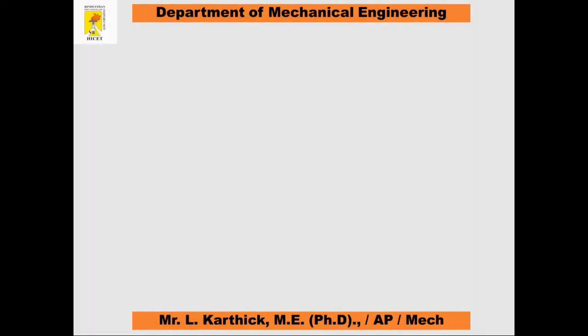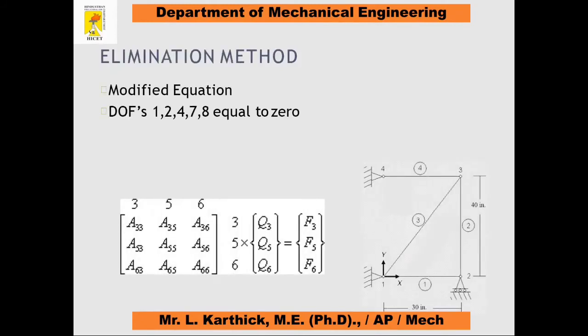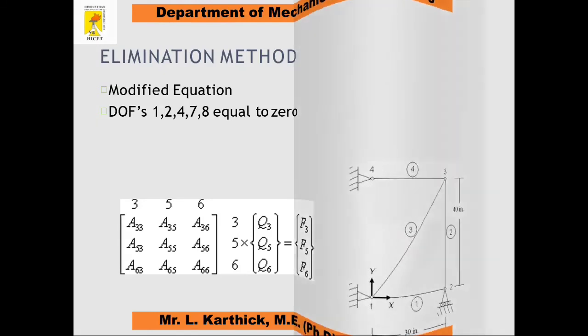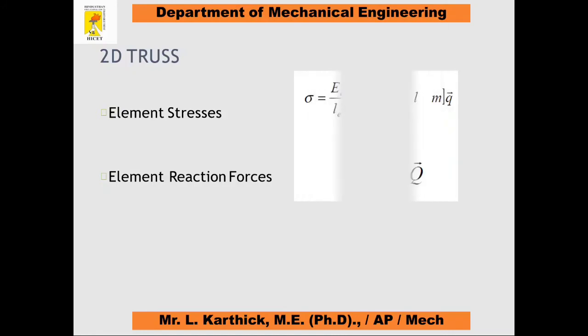We get a three by three matrix. Okay, see, like this: A33, A35, A36, A53, A55, A56 and A63, A65 and A66. This is what we have obtained. With the help of this elimination technique or matrix formulation, we get the element stress, element reaction force as well as displacement.